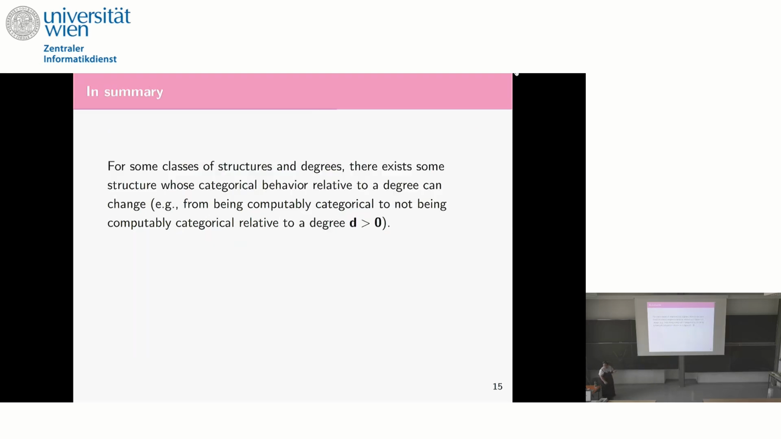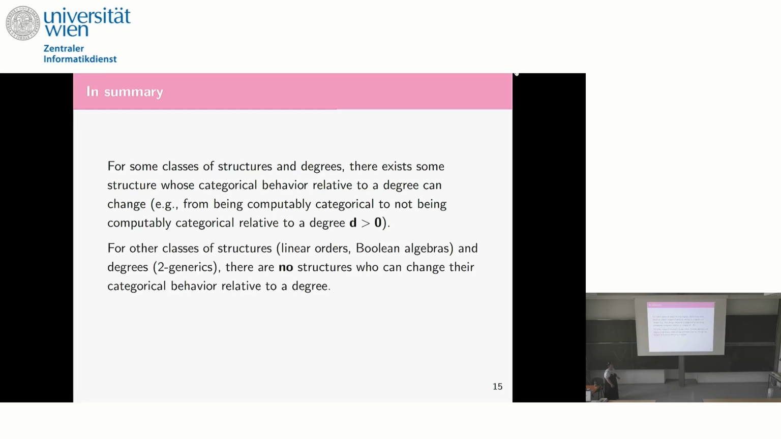So just to summarize before I go over the sketch of the one generic result. For some classes of structures and degrees, there exists some structure which I will call poorly behaved in the sense that its categoricity behavior changes in a chaotic way in the CE degrees. So it can change its mind.